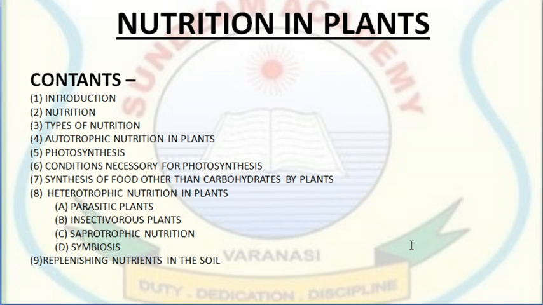Children, the heterotrophic nutrition in plants is found in the following four different modes. The first one is the parasitic mode, which is found in parasitic plants. Then the insectivorous mode, which is found in insectivorous plants. And then the saprotrophic nutrition. And the fourth one is symbiosis. And at last, we will discuss about replenishing nutrients in the soil.